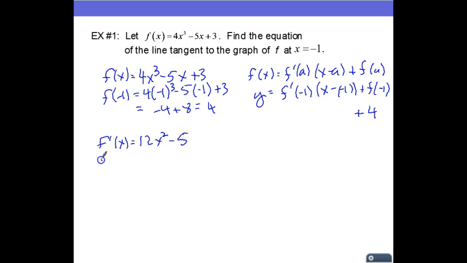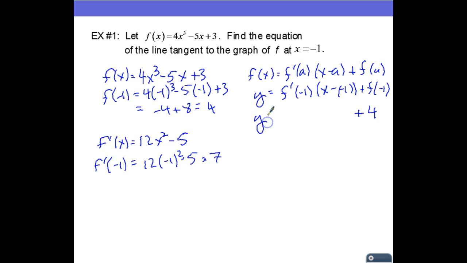And so now I can find f prime of -1. And that's going to be 12 times -1 squared minus 5. And -1 squared is 1. 1 times 12 is 12. And 12 minus 5 is 7.